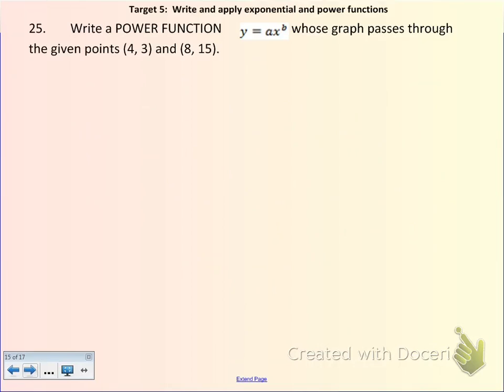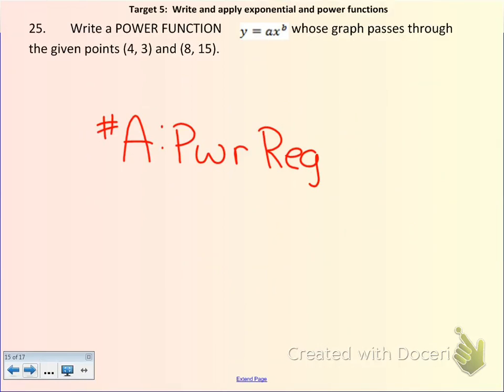Number 25. This one's going to be slightly different, but only slightly. You're going to go through the same steps of going to the stat edit, entering your x's into your L1s, your y's into your L2 columns. You're going to do stat calc, but this time, instead of hitting the 0, you're going to hit number A, which is usually abbreviated like this, PWR-REG, which is a power regression, and that's going to tell us the equation of this line, which happens to be y equals 0.12 x to the 2.32.